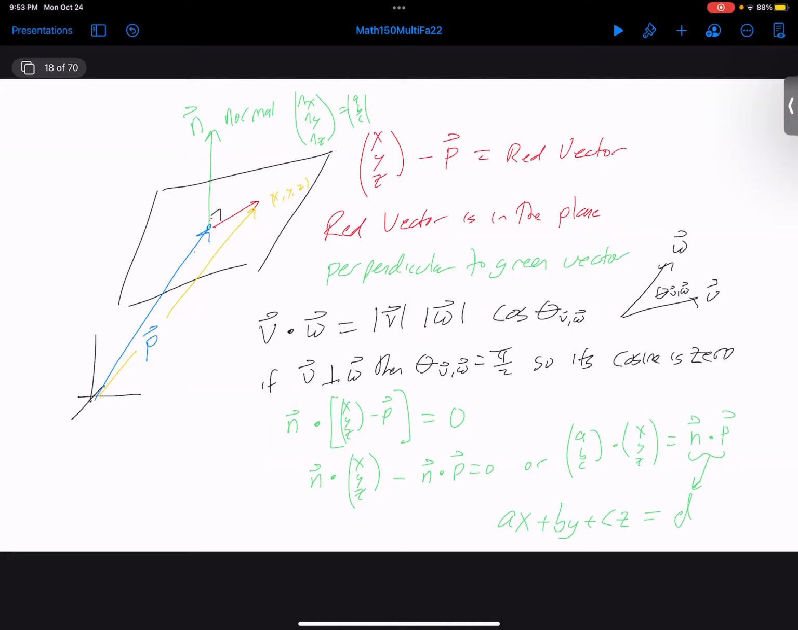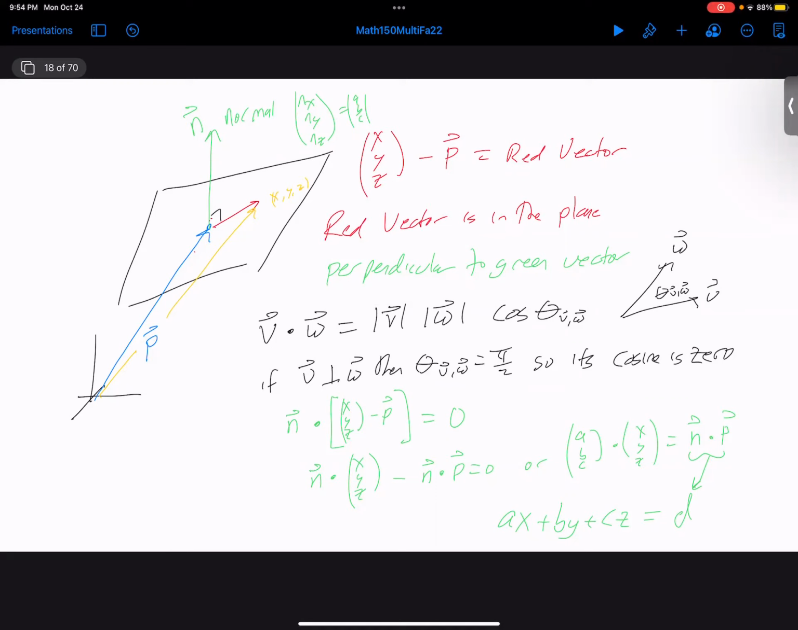So the normal vector n dotted with x, y, z minus p, because if you're at the point x, y, z, the gold point, and you subtract the point p, that's going to give you the red vector. And we want that red vector to be perpendicular to the normal vector n. So we want the dot product to be 0. So we get n dotted with xyz minus n dotted with p is 0. So bringing n dot p over to the other side gives us, if we call the normal vector ABC, we would get ABC dotted with xyz is n dot p. You just call n dot p, it's something, let's call it d, and you get ax plus by plus cz equals d. So this is another way to get the equation of a plane.